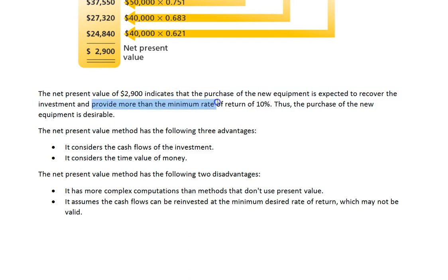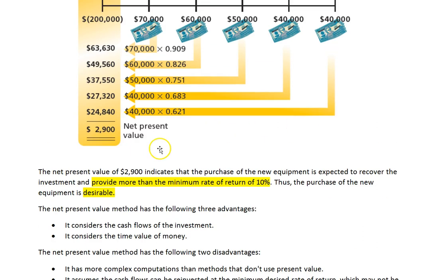So it's providing more than the minimum rate of return of 10%. And it's desirable. Positive NPV. The general rule is if it's positive, you accept it. If it's negative, you reject it. A negative one will destroy value of the firm. A positive one will add value.